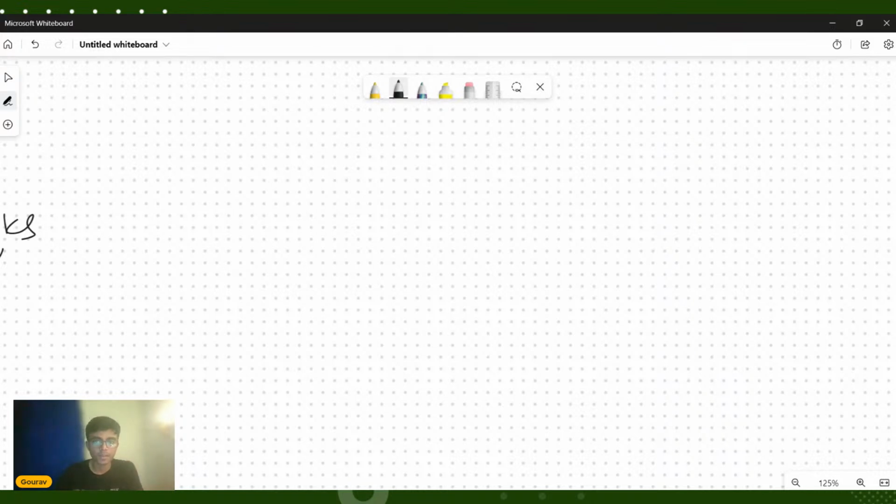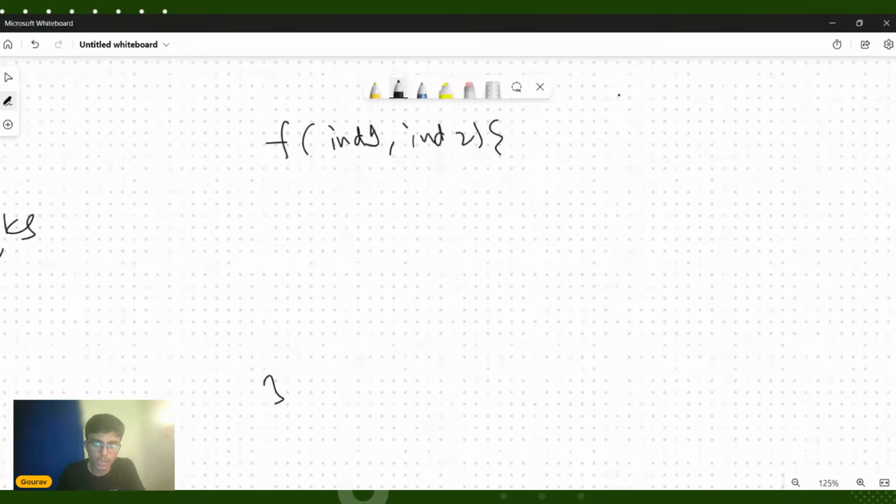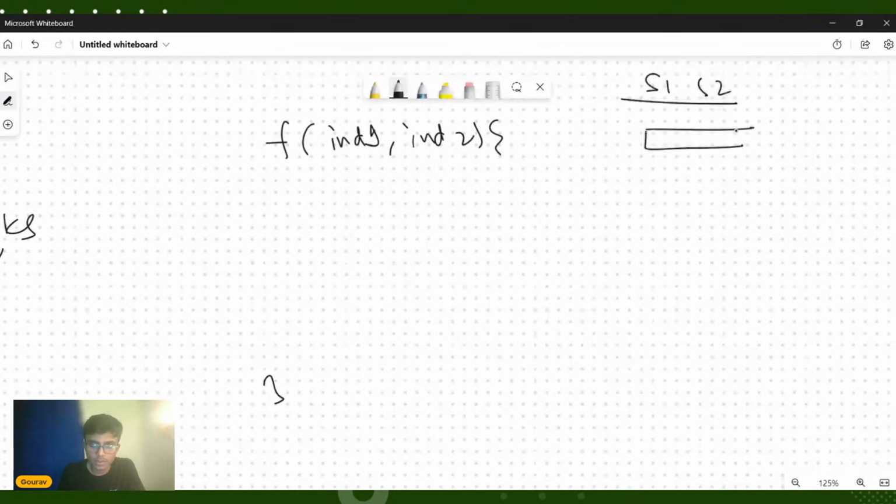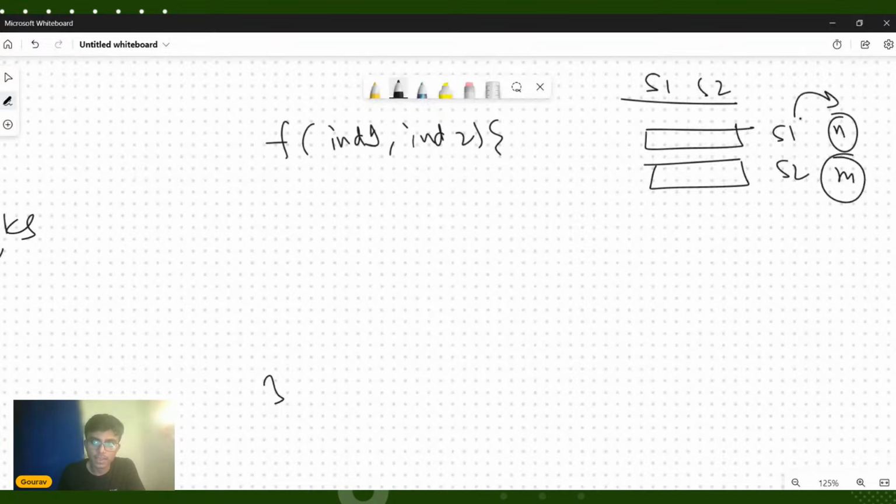So, let us continue with the question then. What we'll try to do here is model a function which accepts two indexes, index 1 and index 2. Index 1 and index 2 are the indexes of strings S1 and S2 respectively. Let's say this is S1 and this is S2, where the size of S1 is n and the size of S2 is m.